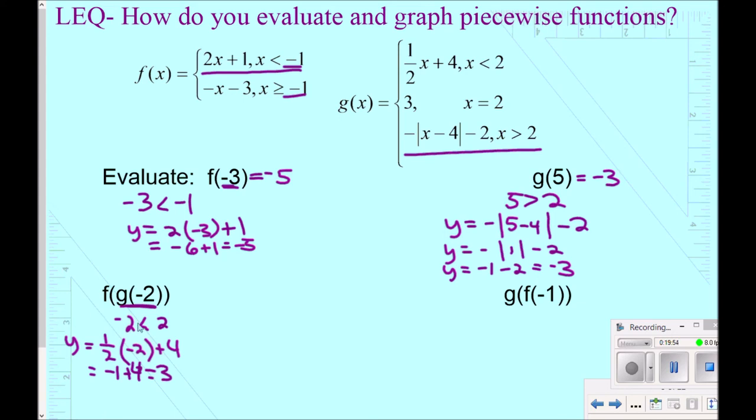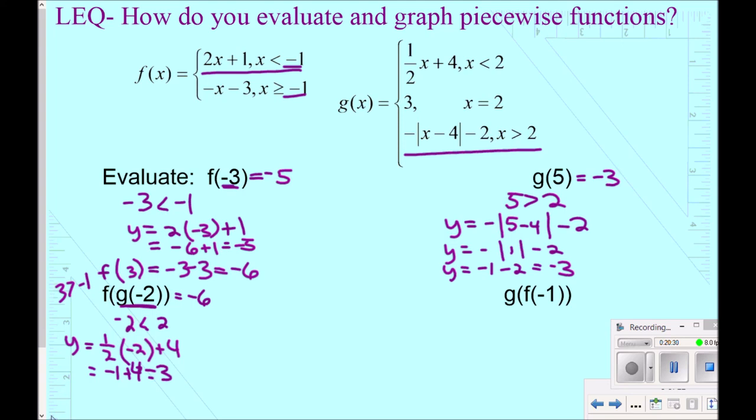So now I'm ready to put that into f, which means I'm looking for f of 3. So f of 3 means I'm comparing 3 to -1. Well, 3 is bigger than -1, which means I'm going to be inputting 3 into the bottom equation. So I'm doing the opposite sign of 3's being input, -3, which gives me -6. So f of g of -2 is equal to -6.